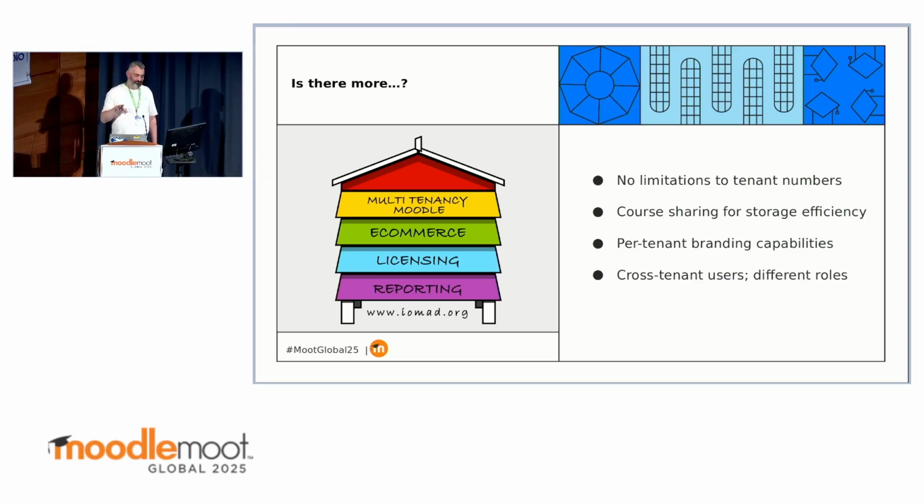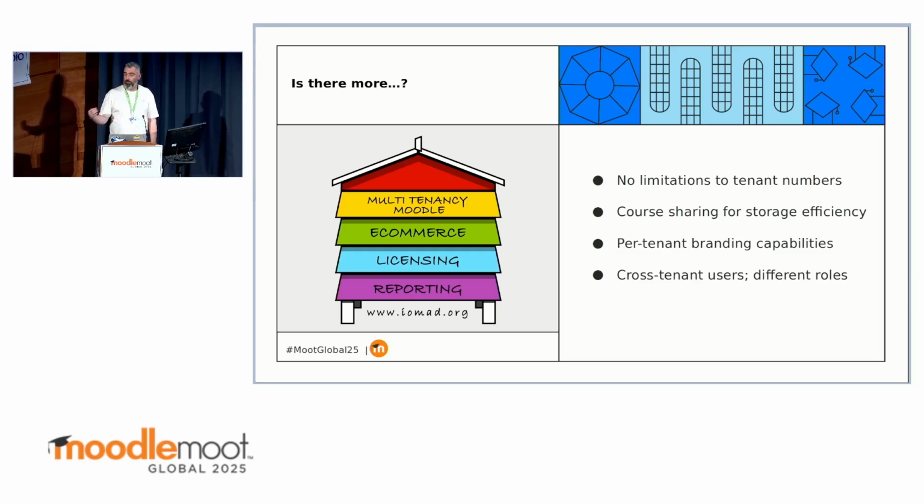EMA is multi-tenant. There's no limit on the number of tenants you can have with this. You can set them up with the number of users you have, number of courses you've got. You can share those courses for storage efficiency, as I said. Each of those tenants can have their own branding. They can have their own URL. Each of those tenants can have their own capabilities.